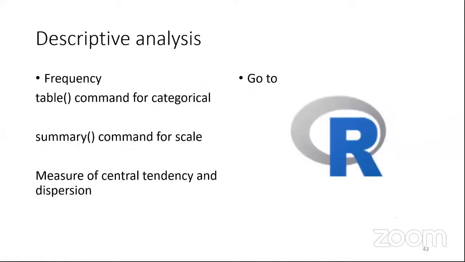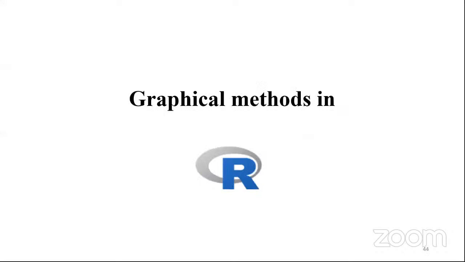So yesterday we looked at the simple descriptor analysis and how you can use a table command. I remember the table command, when we ran it on the categoricals, gave us the frequencies and then the summary for the scale variables. For the descriptor analysis, most of the time what we are doing is the measure of central tendency and then the dispersion, but we looked at that yesterday.